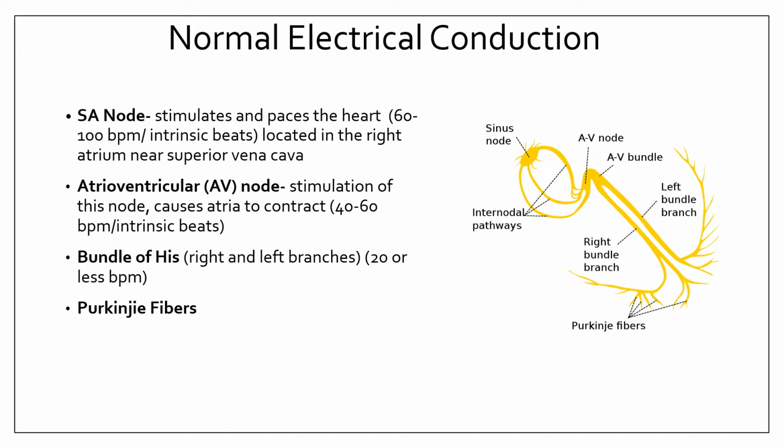And then we get down to the bundle of His and bundle branches. So after the AV node, the impulse travels through the bundle of His, and the bundle of His divides into the right and left bundle branches, which delivers the impulse towards the ventricles. And these structures have an intrinsic rate of 20 beats per minute or less. So conduction through the bundle branches ensures simultaneous ventricular activation, so that squeeze of those areas.